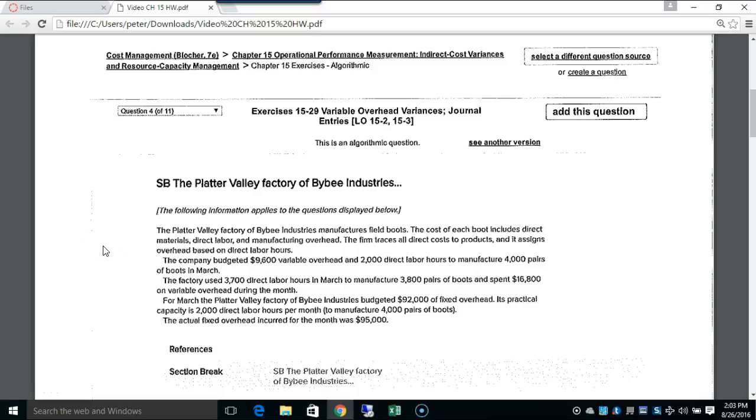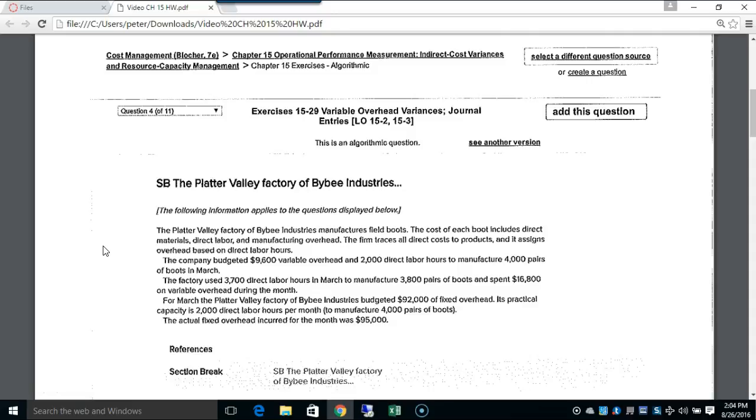Professor Barati here. Some of you sent some emails about problem 15, which is the variable factory overhead variance. You're having a little problem with it, so I thought I would go over the problem with different numbers. You just have to follow the logic and theory, and it should get you through the problem.